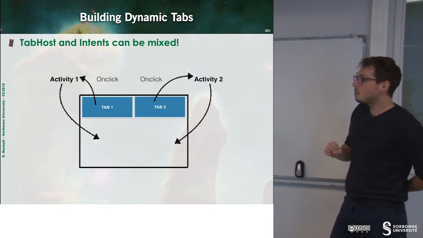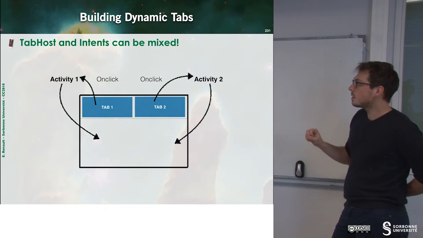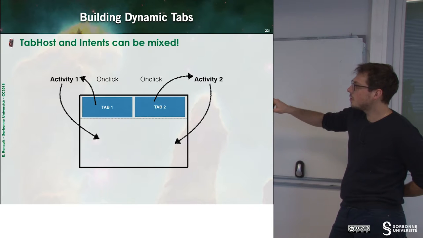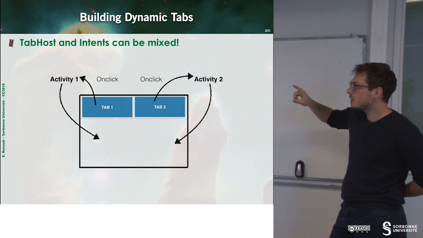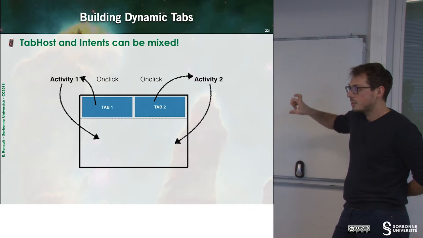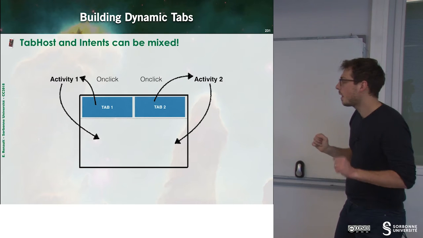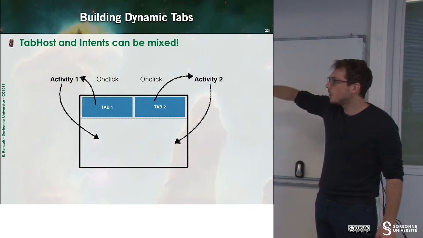So how do tabs work? Tabs work pretty much like fragments. So when you click on some tabs, some activity will be triggered and the activity will be displayed on the remaining part of the screen. So this is pretty close to fragments, okay? So you click, an activity is run and displayed.